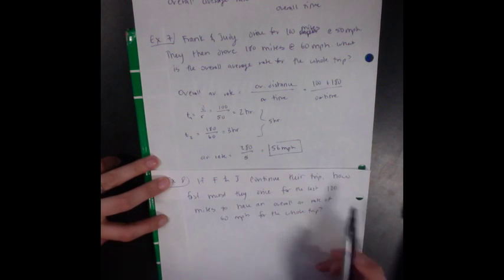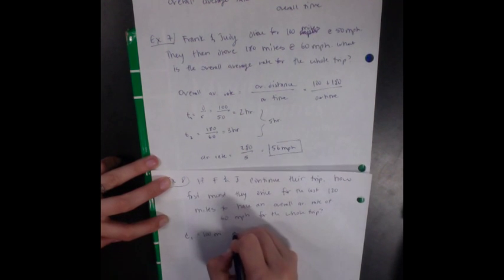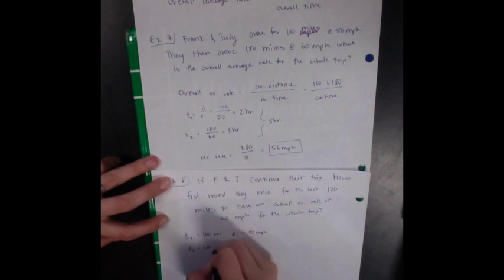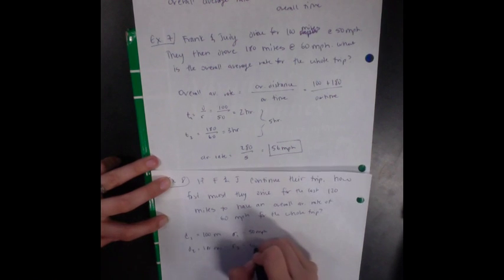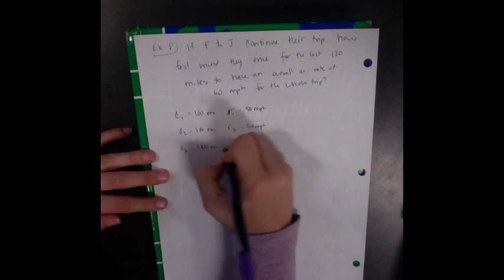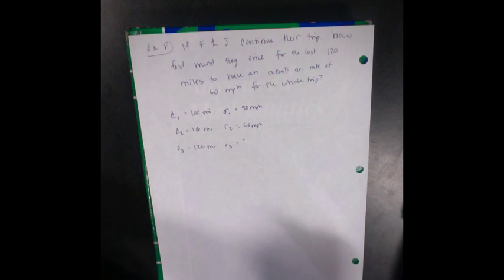Now let's continue this example. If Frank and Judy continued their trip, so that means that the first distance was 100 miles, the first rate was 50 miles per hour, the second distance was 180 miles, and the second rate was 60 miles per hour. Okay, they continue their rate. How fast must they drive for the last 120 miles? So distance 3 is 120 miles. We're looking for rate 3. How fast must they drive for the last 120 miles to have an overall average rate of 60 miles per hour?